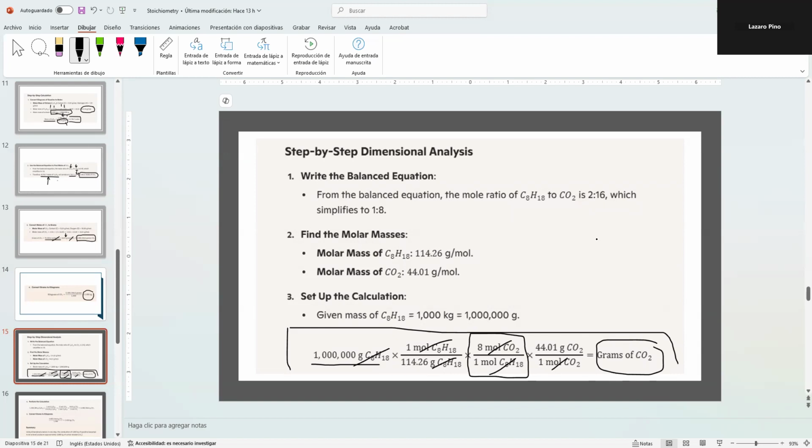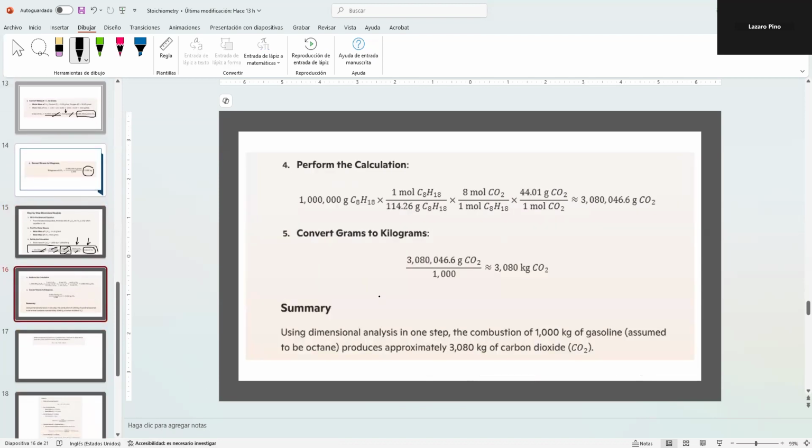Before, I showed you how to do it step by step, but I strongly recommend you to use dimensional analysis to do these calculations, because this way you don't round up in between. You round up only at the end and you get the correct answer. If you do it step by step and you round up in between, you get a wrong answer at the end.